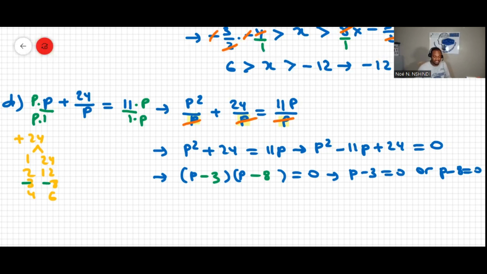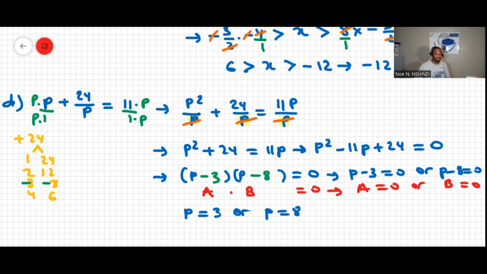Why am I saying that? Because the property says that when you have a multiplied by b equals 0, this implies that a equals 0 or b equals 0. This is one of the properties of math. Then this means that P equals 3 or P equals 8. Okay, that was D1.